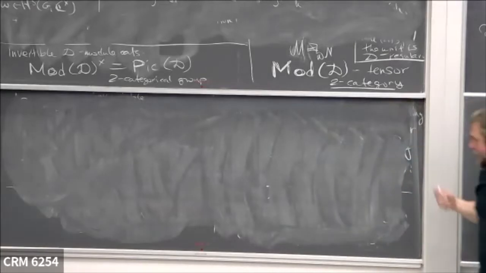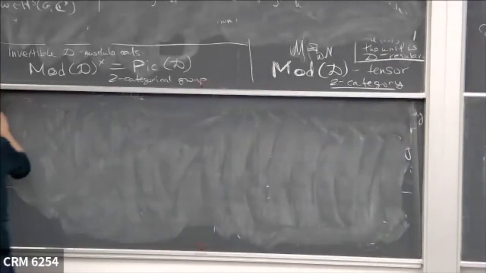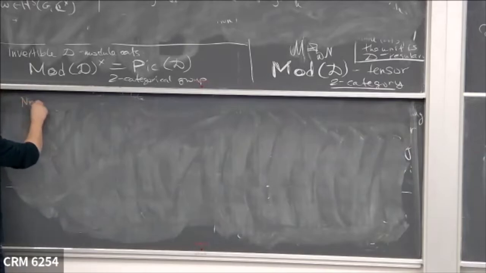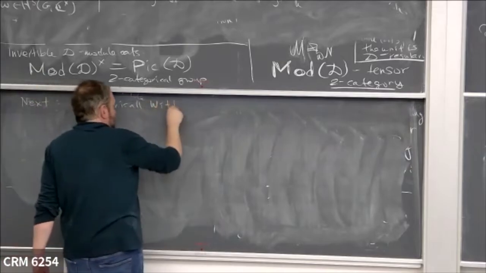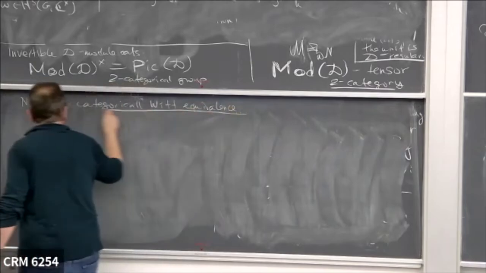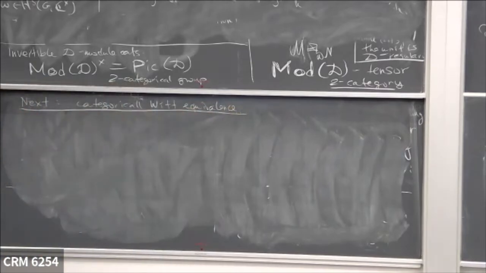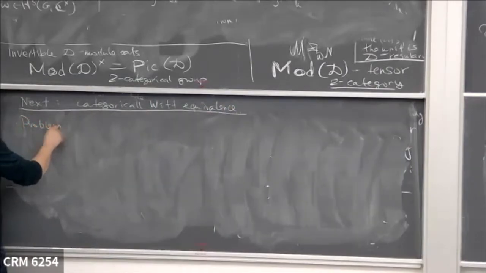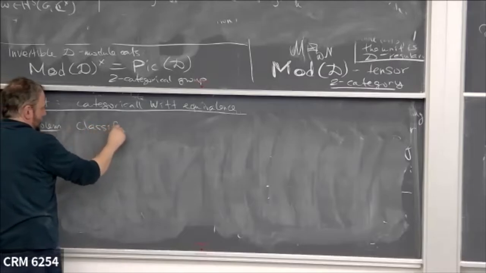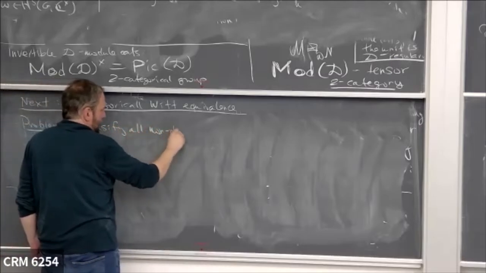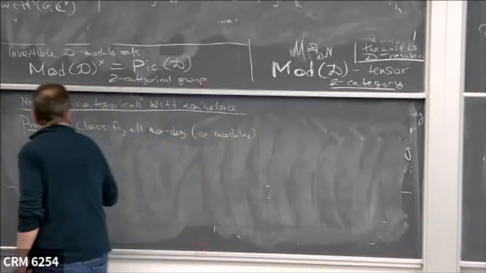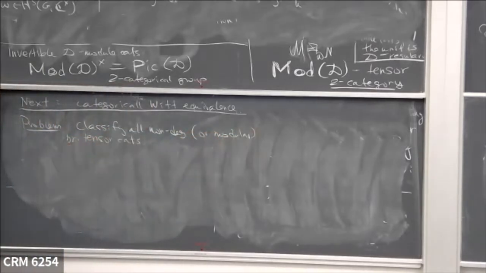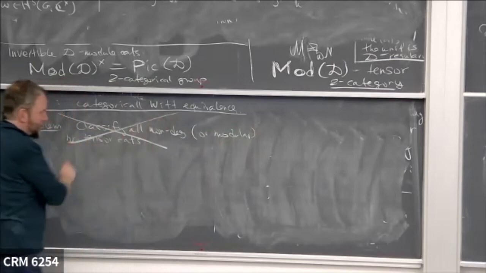All right, so let me then advertise briefly what we will do on Friday. That will be my last lecture. Next there will be the categorical Witt equivalence, and the motivation is very simple. You can, of course, state the problem of classifying all non-degenerate or modular, which is more or less the same, braided tensor categories. Well, that's a hopeless problem. One should not ask this question because there is no possible answer to it.